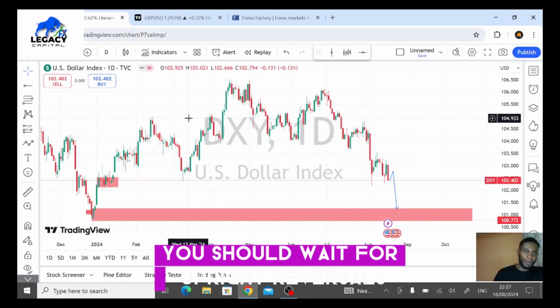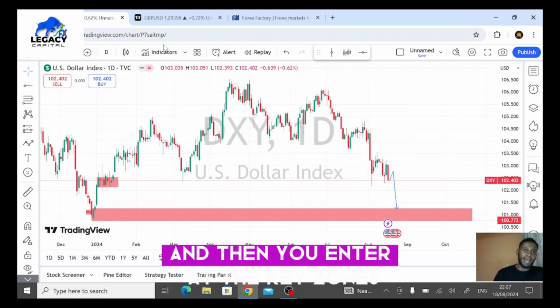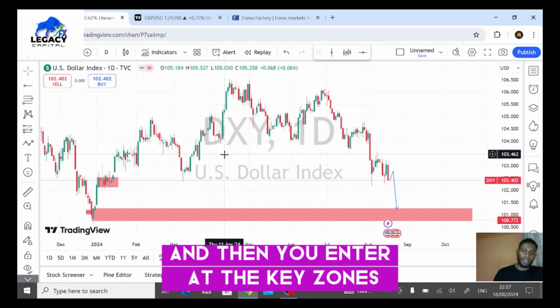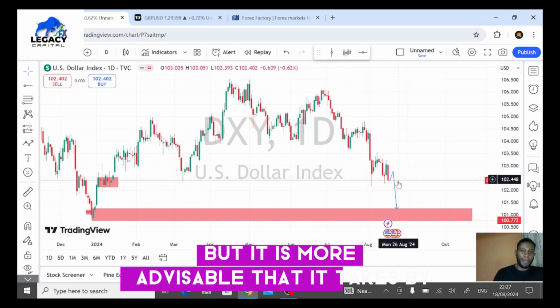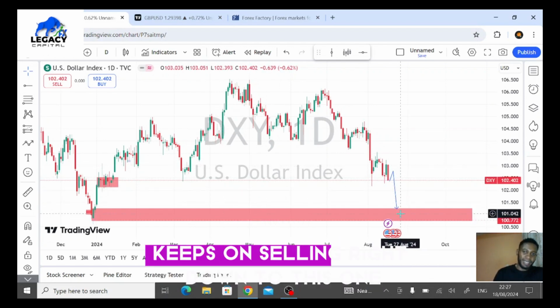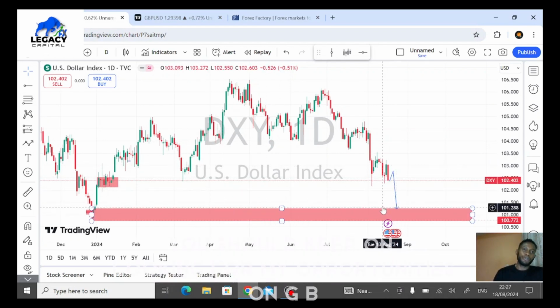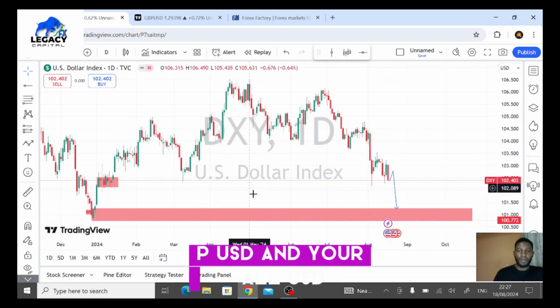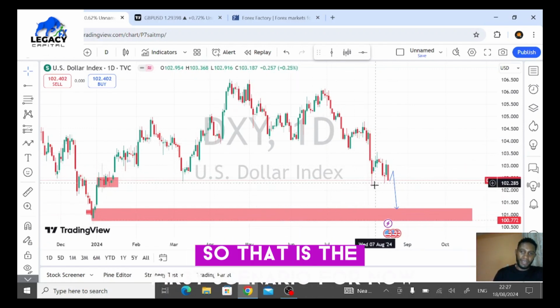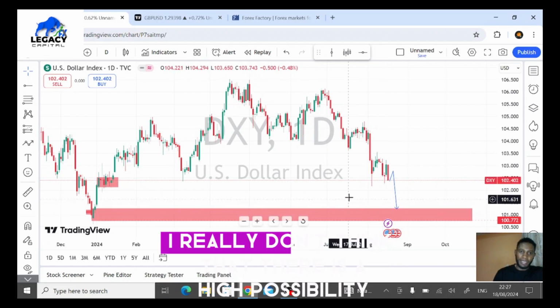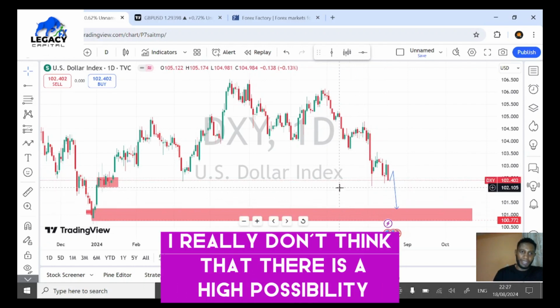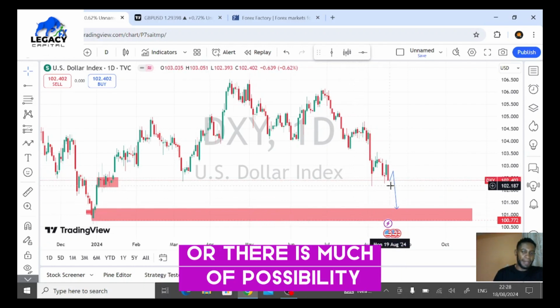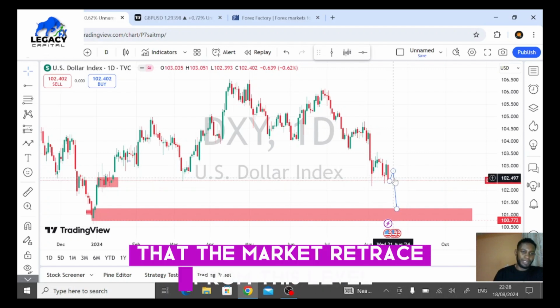You should wait for appropriate reversals and then you enter at key zones. But it is more advisable that if the DXY keeps on selling right down to this zone, you should keep on looking for buy opportunities on GBPUSD and EURUSD. So that is the first scenario. For now, I really don't think that there is much of a possibility that the market will retrace from this level.